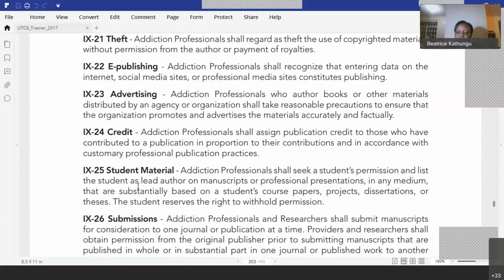And remember I said earlier, students are vulnerable. So when you take a student's work and actually publish it and not even put the student's name or put yourself as the lead author, then we are being challenged in standard number 25, that is not acceptable. That we need to get permission from the student, we need to list the student as the lead author, and then of course the rest of us follow.